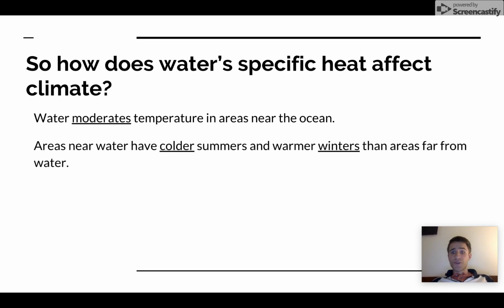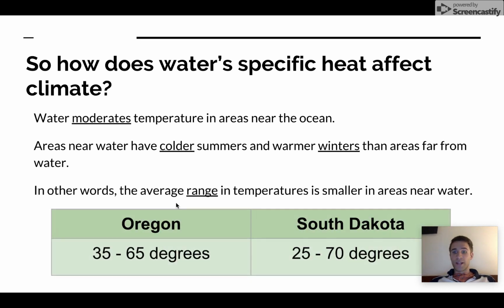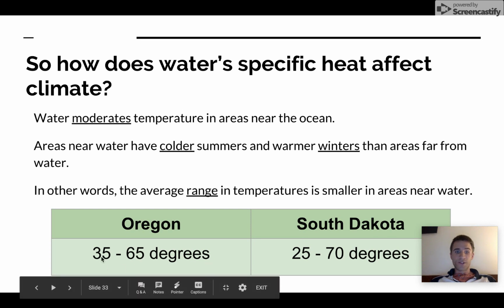Areas near water have cooler summers and warmer winters than areas far from water. That is in your notes, so make sure to write that down. In other words, the average range in temperatures is smaller in areas near water. Remember, because of water-specific heat, not only does it take water longer to heat up, it also takes water longer to cool down. So if you live near water, you're going to have less of the extremes and more of a moderate temperature, like what we saw in the example with Oregon and South Dakota the other day, right? Oregon's low was 35, its high was 65 degrees, whereas South Dakota's low was 25 and its high was 70. So South Dakota got colder in the winter, but also got a lot hotter in the summer because it wasn't near water.